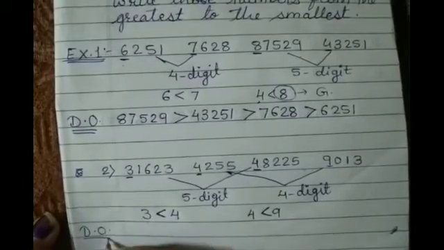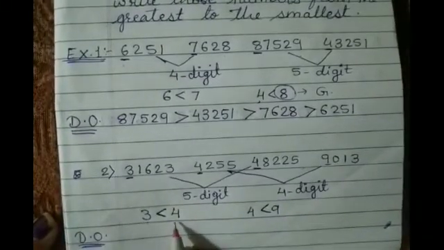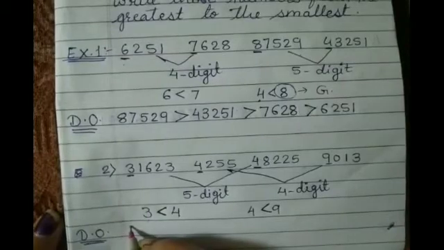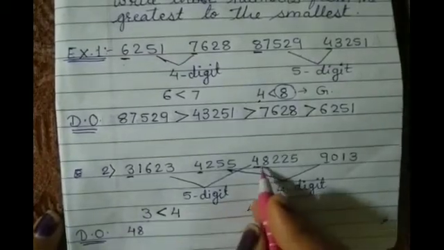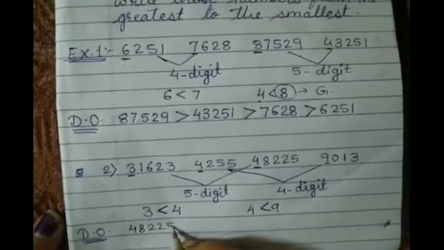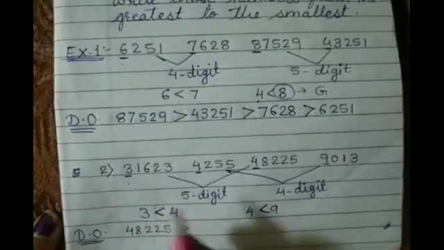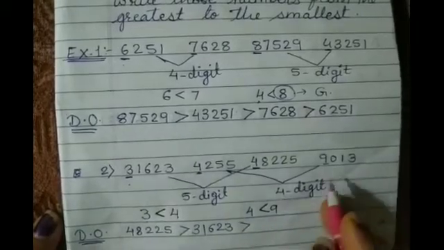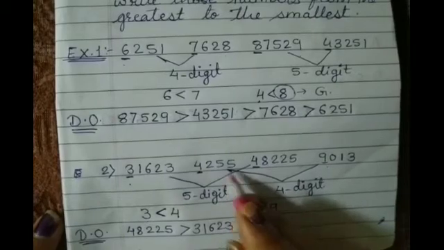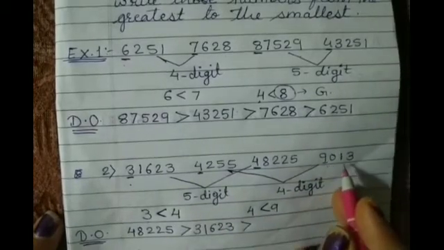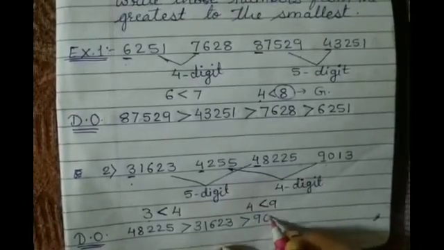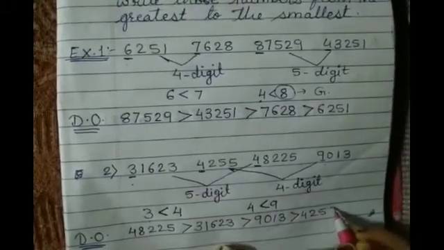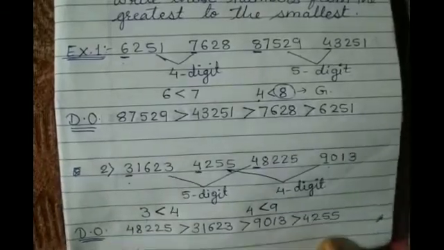So let's start with the 5-digit numbers. In descending order, the one which has 4 at the 10,000s place is the greatest, so we will write that down: 48,225 is greater than 31,623, which is greater than, here among these two, the one with 9 at the 1,000s place is the greatest: 9,013 is greater than 4,255. This is the descending order.